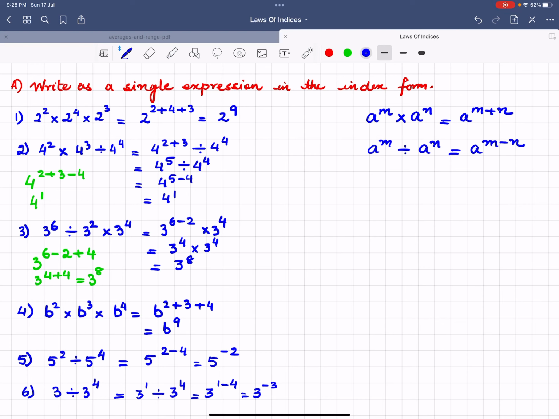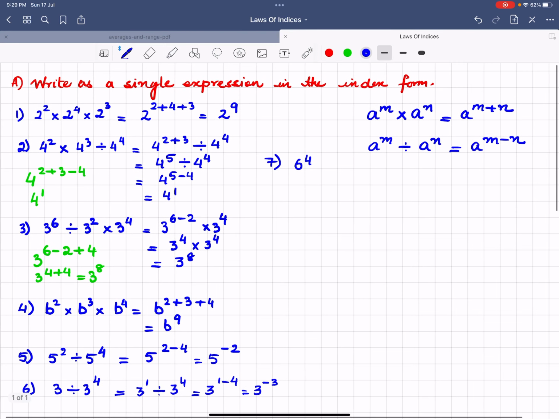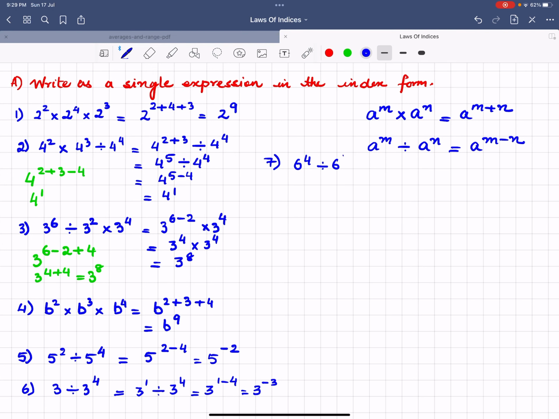Moving on in the same category, question number 7. 6 to the power of 4 divided by 6 to the power of 7. Therefore, we have bases divided and we will use the index law where the power is subtracted, m minus n. So we have 6 to the power of 4 minus 7, and that is 6 to the power of negative 3.